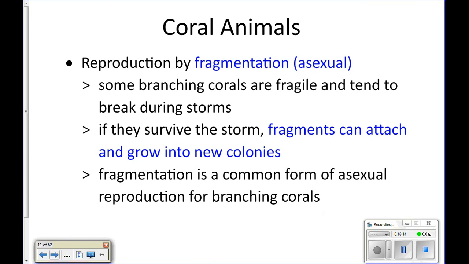Corals can also do asexual reproduction. We actually talked about this last semester as well. They will do fragmentation. Some types of coral are much more delicate than others. And so if a storm comes and a piece of coral breaks off, that piece actually has the opportunity to grow and become a new coral colony. It's an asexual form of reproduction. The big brain corals aren't going to be able to do this. But the branching corals, like the piece that I sent around and this one up here, will be able to do that. All right? Make sense? Okay.